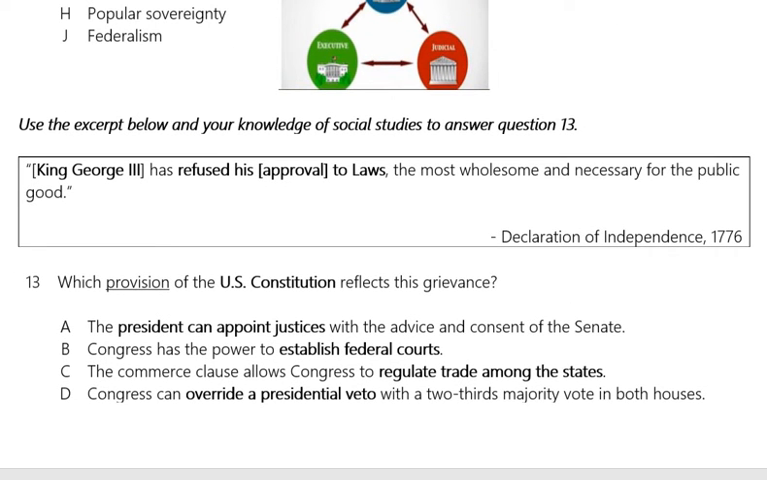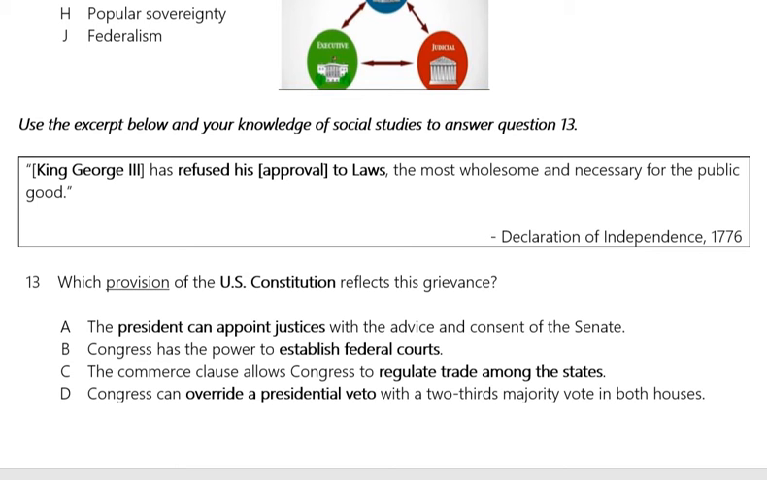Question 13. Use the excerpt below and your knowledge of social studies to answer question 13. King George has refused his approval to laws the most wholesome and necessary for the public good. Declaration of Independence, 1776. Which provision of the U.S. Constitution reflects this grievance?